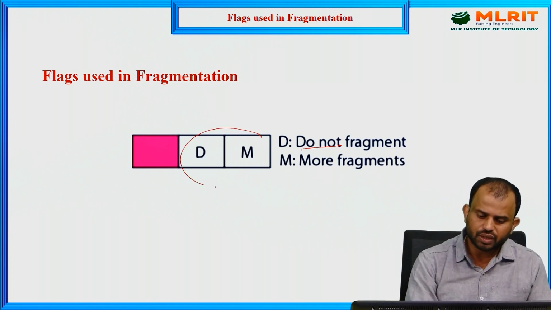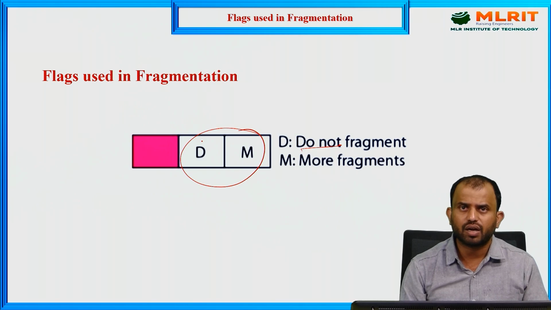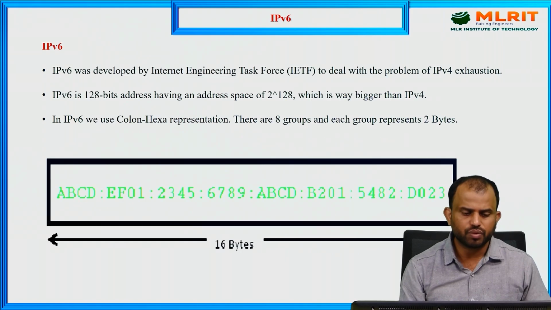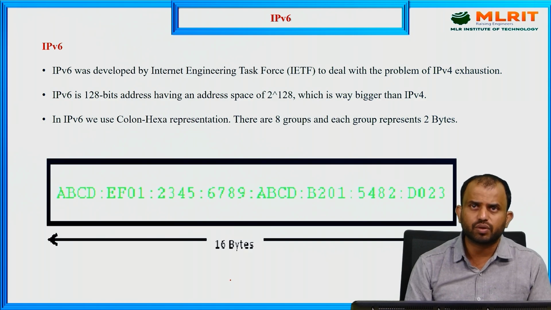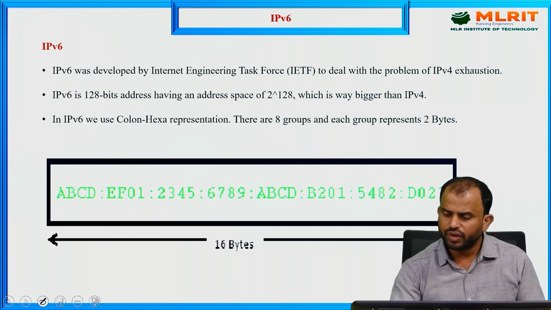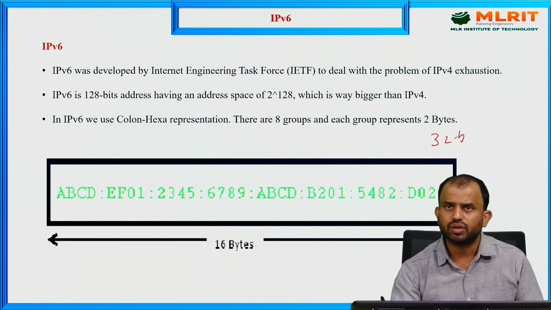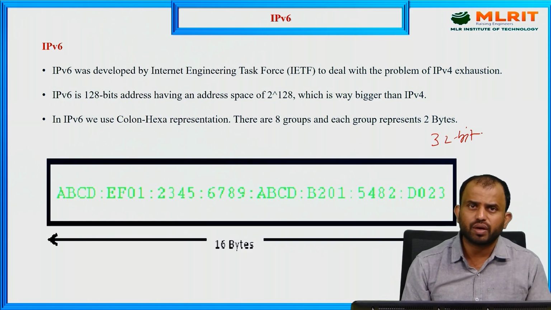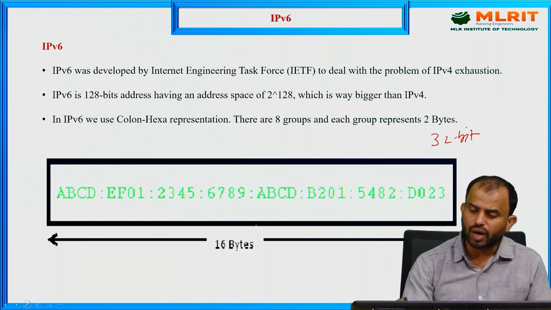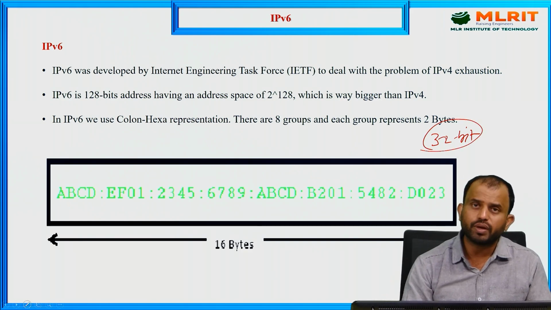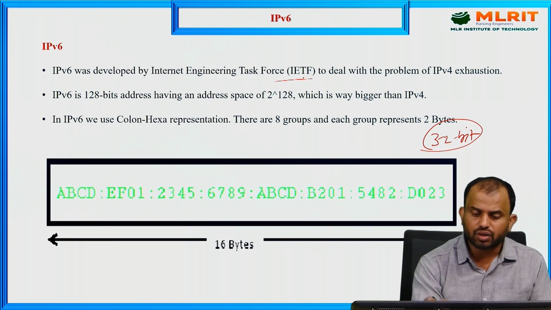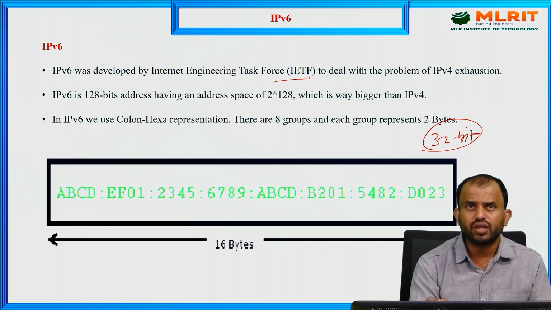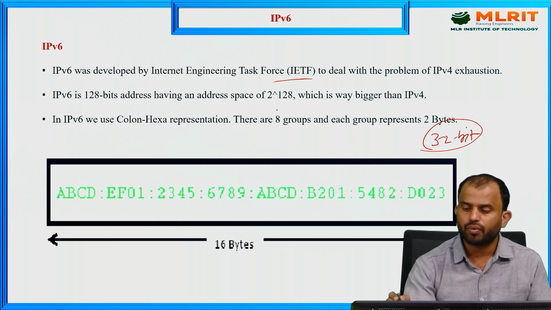So based upon the DF and MF, which are the do not fragment and more fragments mechanisms that we are using, similarly we go for the IPv6 version. In the previous IPv4, we had only 32-bit values, only a 32-bit range, all in the form of numeric values. But when we enter into IPv6, that IPv6 was developed by a task force, the Internet Engineering Task Force, that deals with the problem of IPv4.